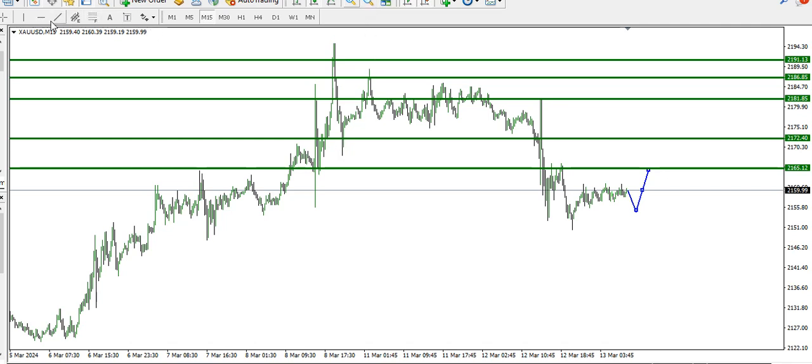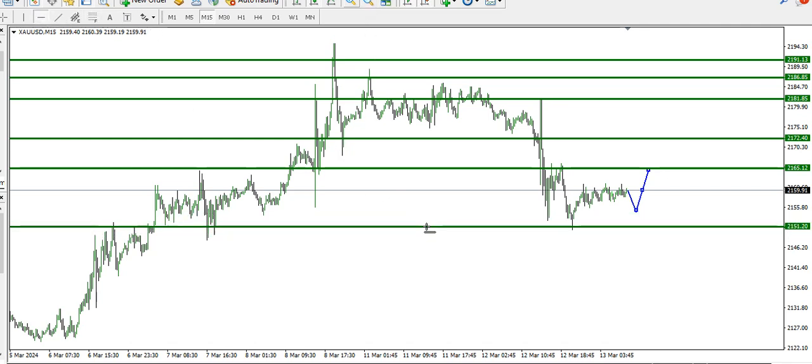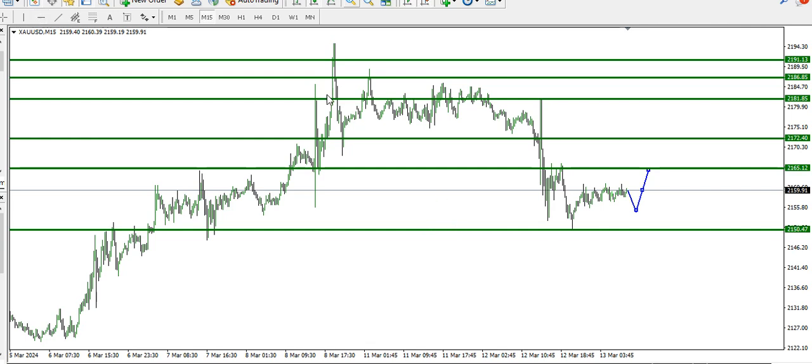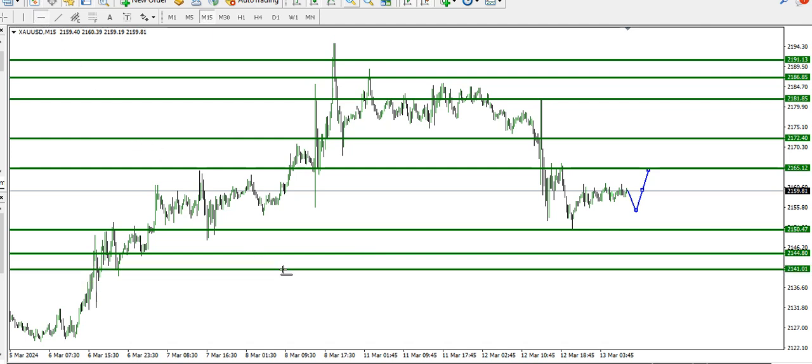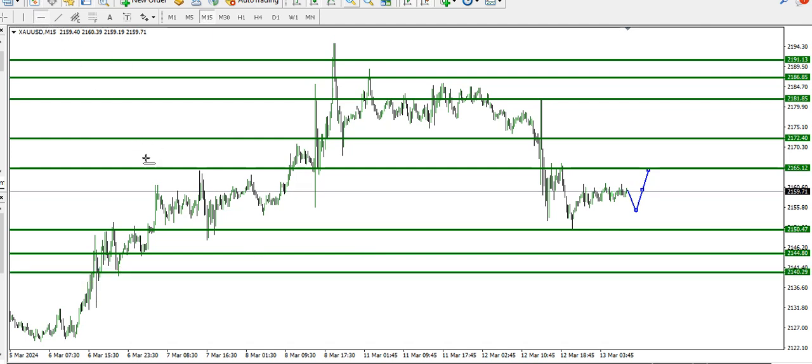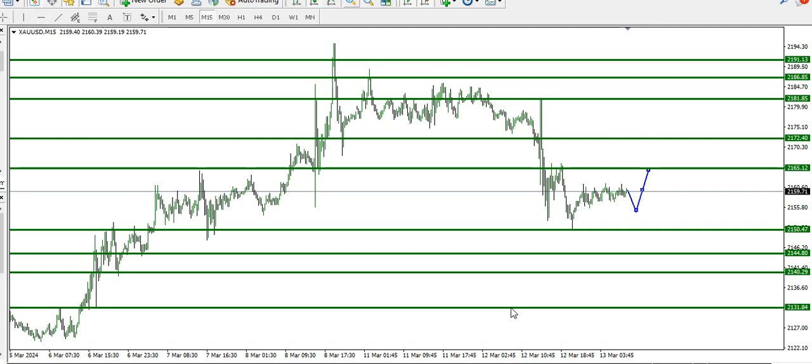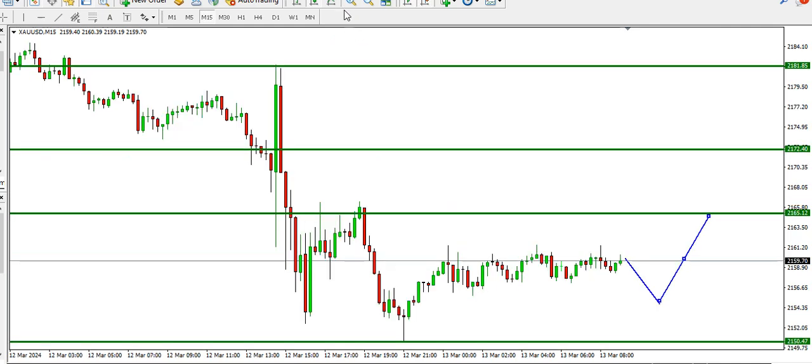But of course, on the 15 minutes time frame, the buyers waiting are quite many. So many buyers waiting for price to drop so that price can be pushed back up to make more profit. All right, but that's that on the 15 minutes time frame.